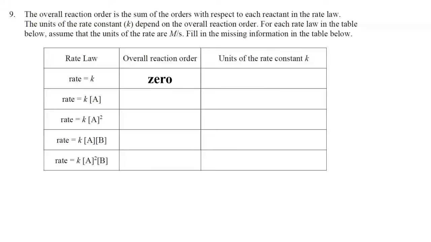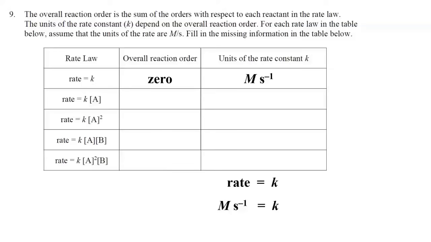So now that we know that the overall reaction order is 0, we have a very simple rate law. Let's figure out the units of the rate constant K. We are told to assume that the units of the rate are molarity per second. So if I have units of molarity per second on the left side of the equation, then the units of the rate constant K would have to match that. So molarity per second would be my units of the rate constant for that particular rate law. Let's see what happens in our next example.